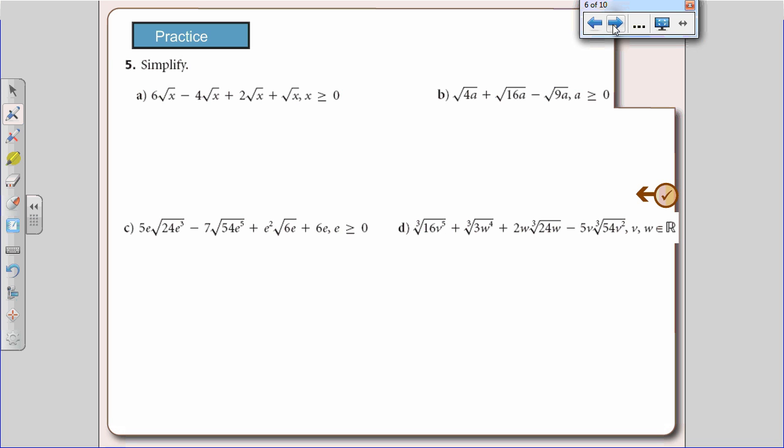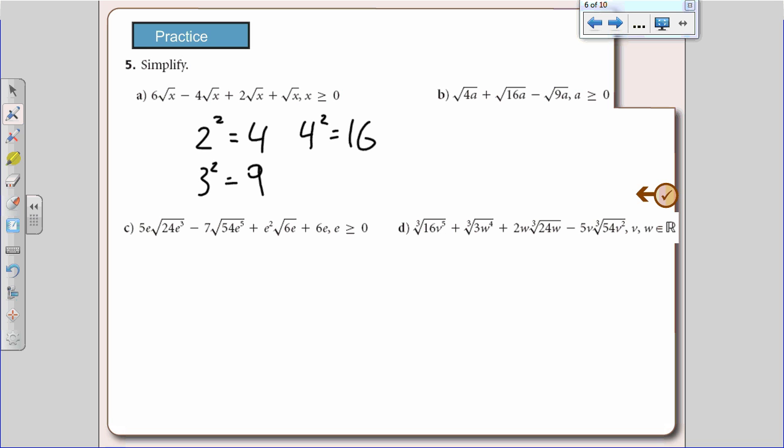Make our perfect square chart. 2 squared equals 4, 3 squared equals 9, 4 squared equals 16. Do any of these go into 24? 4. 4 goes into 24 how many times? 6. So we break 24 into 6 times 4, but the square root of 4 is just 2. So it comes to the outside.